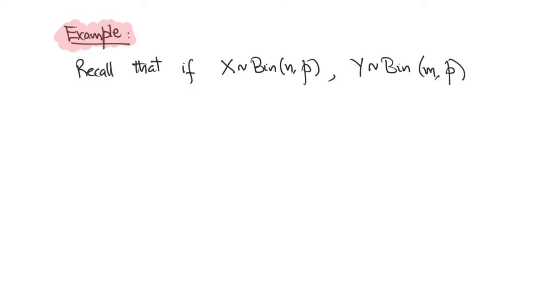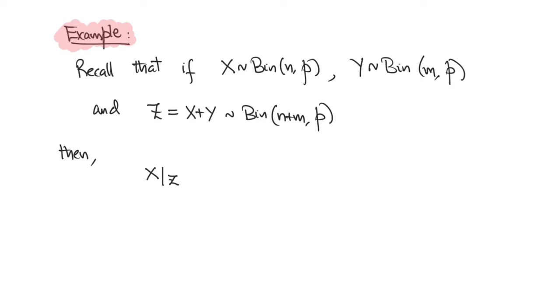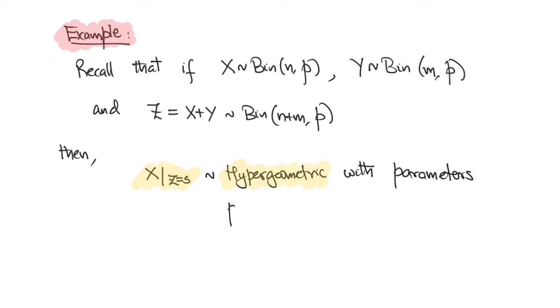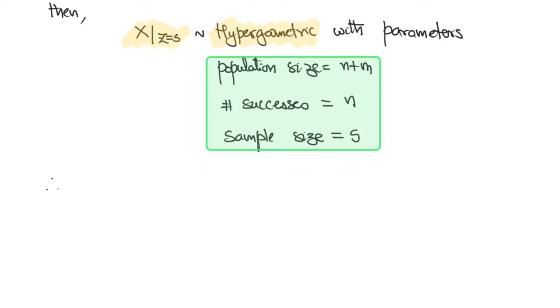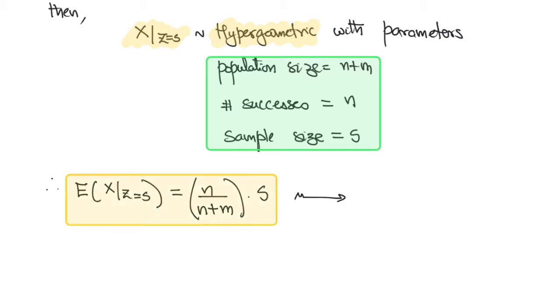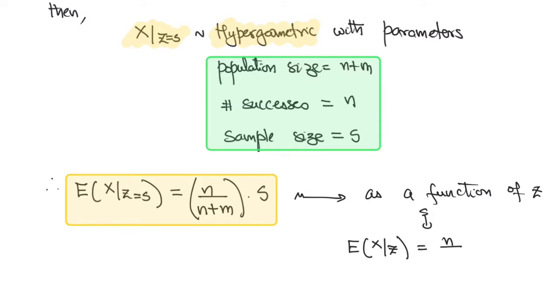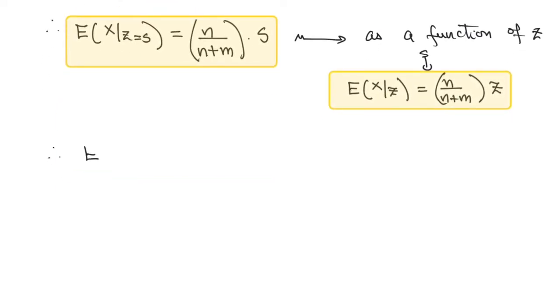Let's revisit our formula with the earlier example where X has the binomial distribution with parameters n and p, Y has the binomial distribution with parameters m and p, and Z equals X plus Y has parameters n plus m, comma p. Recall that X given Z equals s has the hypergeometric distribution with population size n plus m, the number of successes equal to n, and sampling without replacement a sample of size small s. The expected value of X given Z equals s is exactly n over (n plus m) times s. If we want to think of this as a function of Z, we will write the expected value of X given Z to be equal to n over (n plus m) times capital Z.